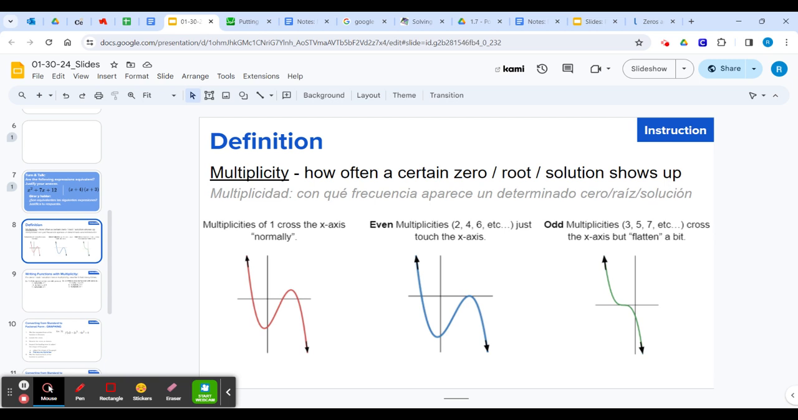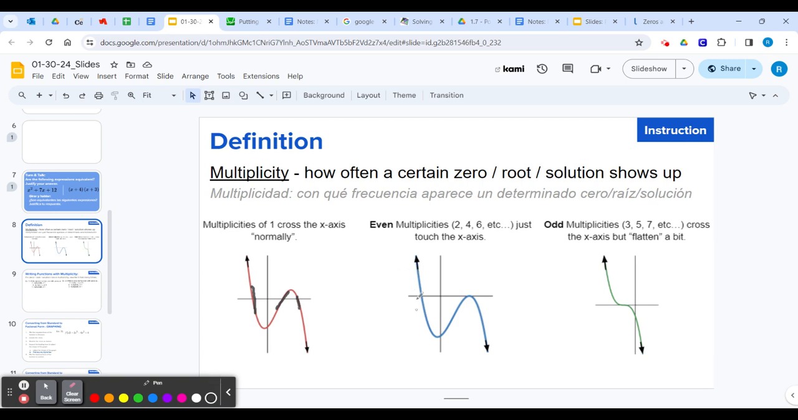We'll see what this looks like in an equation in a bit, but on our graph, here's kind of our three different types we're going to see. If you look at this first red graph, multiplicities of 1, they're going to cross the x-axis normally. This is kind of what we normally see when we're working with stuff. Notice how this just crosses through, this just crosses through, this just crosses through. There's 3 zeros, roots, or solutions, but they just pass through our x-axis like normal.